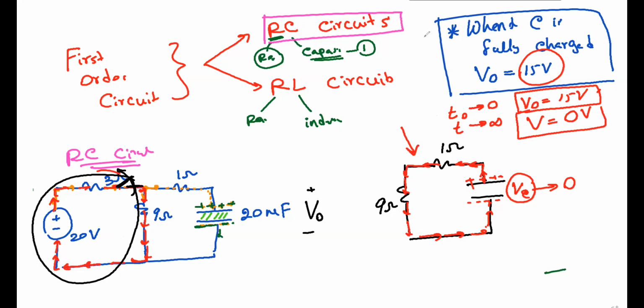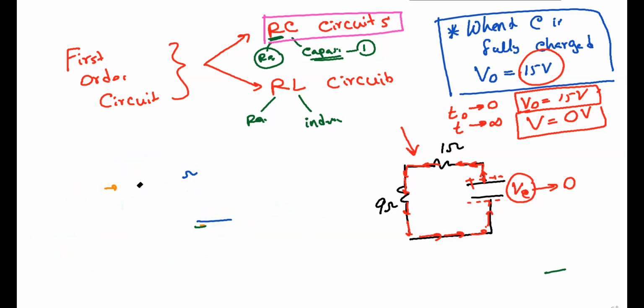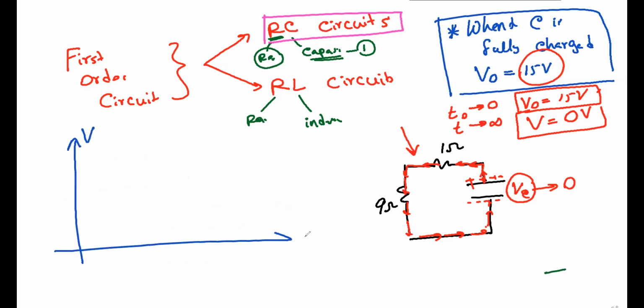Now how do you see this one? If I draw the voltage across the capacitor with time, at the beginning I had 15 volts, and when the time goes to infinity, the voltage changes to 0. So this is how it behaves. This behavior we didn't discuss last week. This is what happens when the capacitor is discharging.